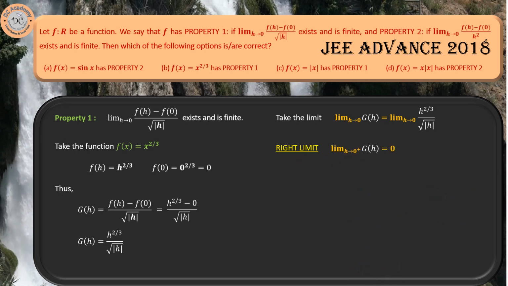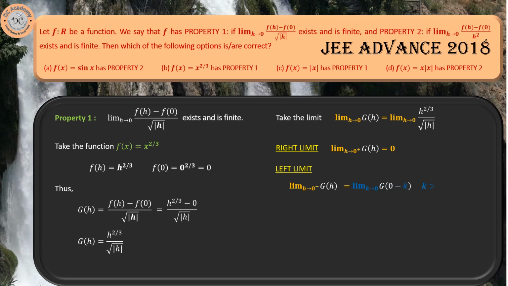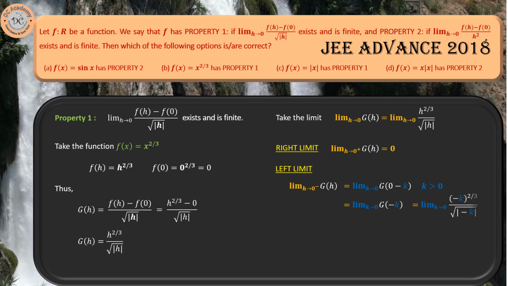Left limit, as we performed in the right case, we compute limit h tends to 0 minus of g(h). It will be equivalent to g of minus k with the property that k is greater than 0. Now, what is g of minus k? In the place of h, we just substitute h equal to minus k. If we substitute that, we'll find that it will be (minus k) whole to the power 2 by 3 divided by mod k.